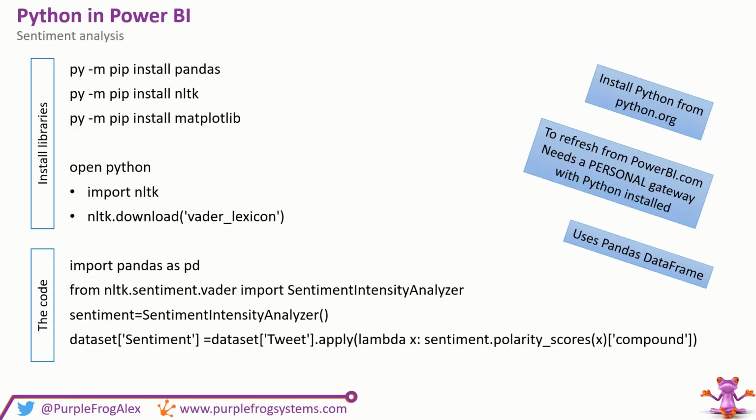Just to go over some details of Python, if you want to have a play with that, you can install Python from python.org. You need to install the personal gateway on the machine with Python installed, and then interface everything with the pandas data frame. To install the libraries that I just used, we're using pandas, NLTK, and matplotlib, and then we're downloading the Vader lexicon, and then the 4 lines at the end are the code that I used to do the sentiment analysis.